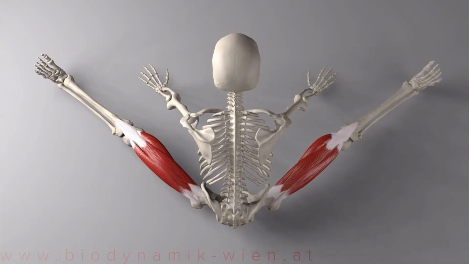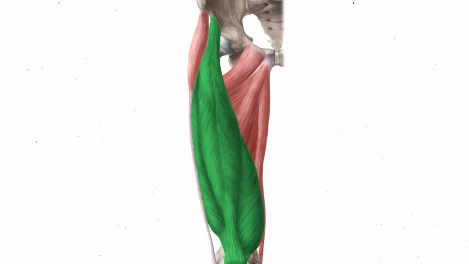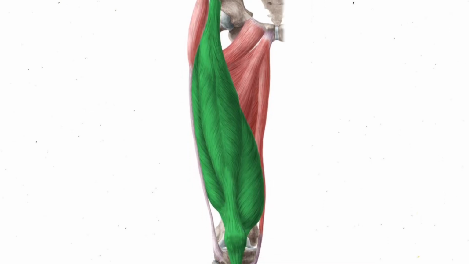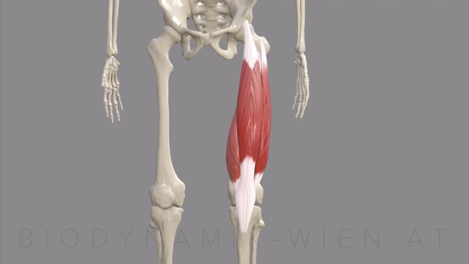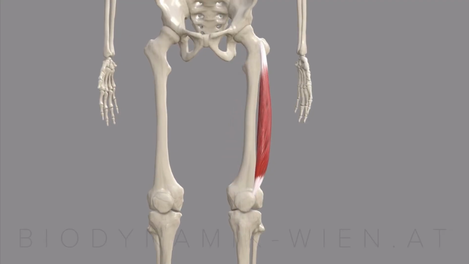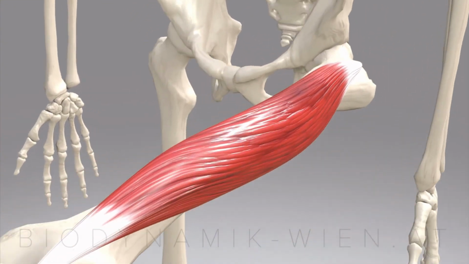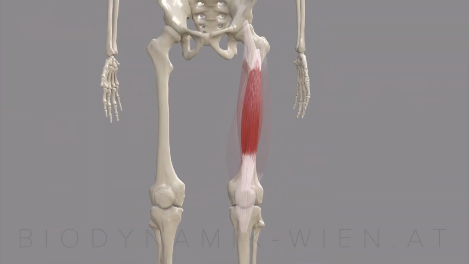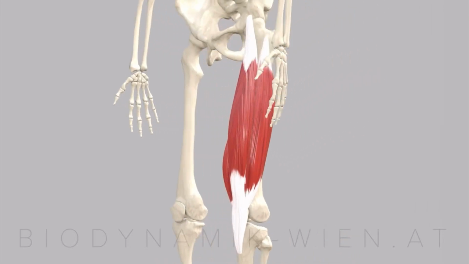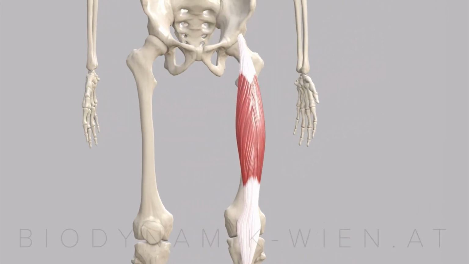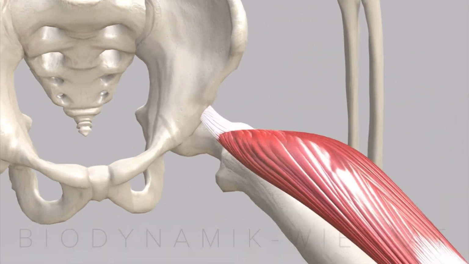Okay, let's talk about the quadriceps. There are 4 quadriceps muscles and they all insert into the common patellar tendon. 3 of them originate at the femur. Those are vastus lateralis, vastus intermedius, and vastus medialis. On top of the vastus intermedius is the rectus femoris, and it's the only one that crosses the hip joint.